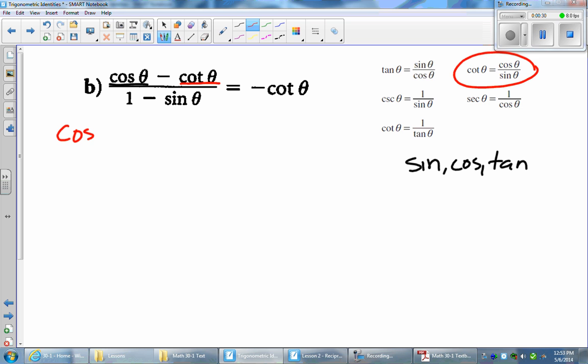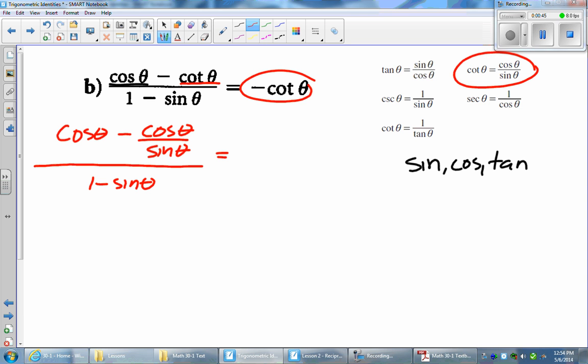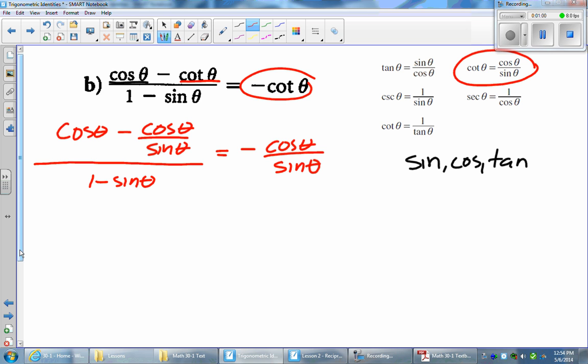So far I have cosine theta minus cosine theta over sine theta, and this is all over 1 minus sine theta. So that's the left-hand side so far, but on the right-hand side, I can even simplify this or rewrite that using the quotient identity again, so negative cosine theta over sine theta. As you can see here, both these sides do not look anything alike right now, so we have to play around with it a little bit.